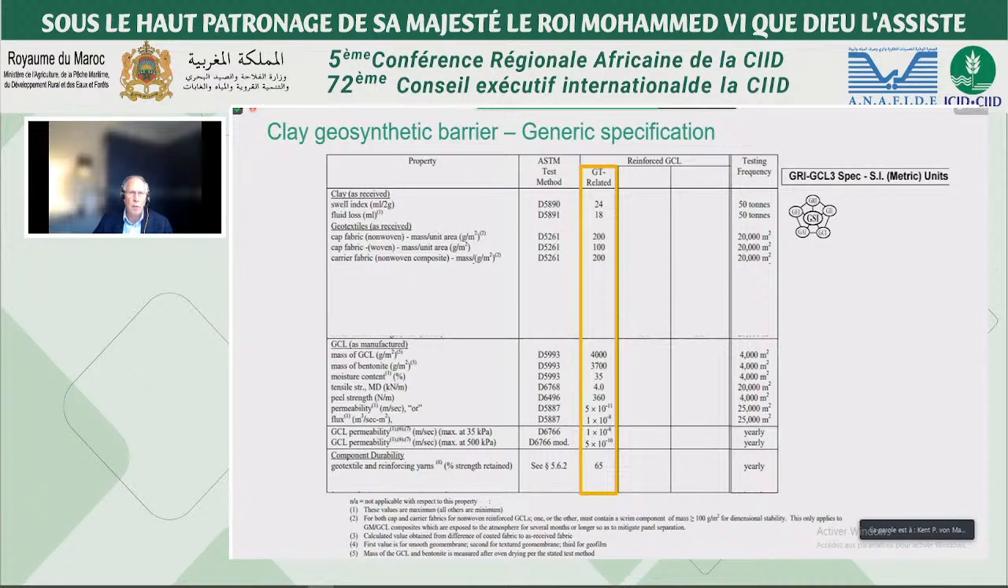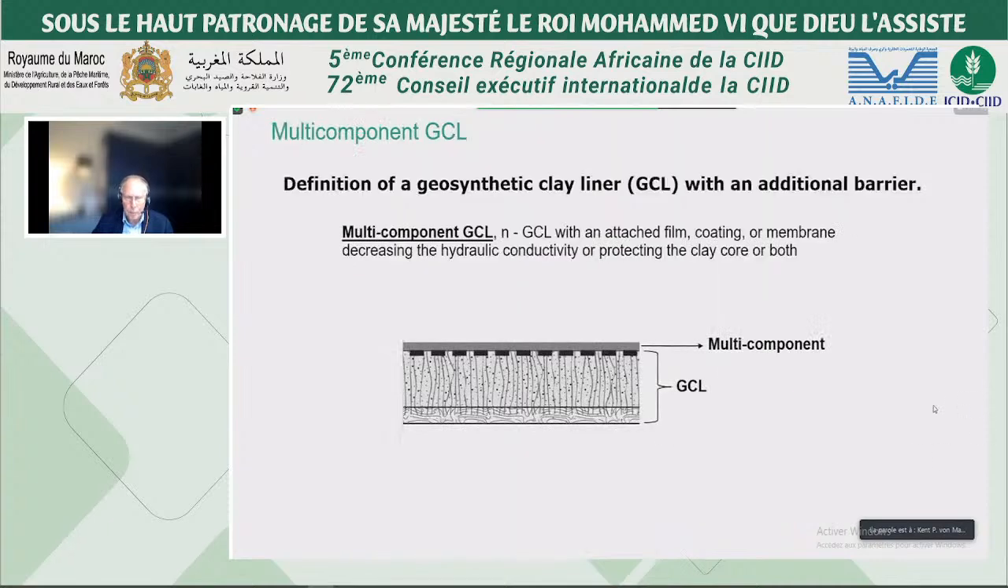There are several generic specifications on the market. One of them is the GSI one, which is a pretty good one, which gives you all relevant data on the bentonite, on the geotextiles, on the manufactured GCL, including the permeability of the material, the peel strength to ensure that it's a stable material, as well as a long-term value, which you should fulfill with these types of materials, and also considering the long-term strength of the geosynthetic components.